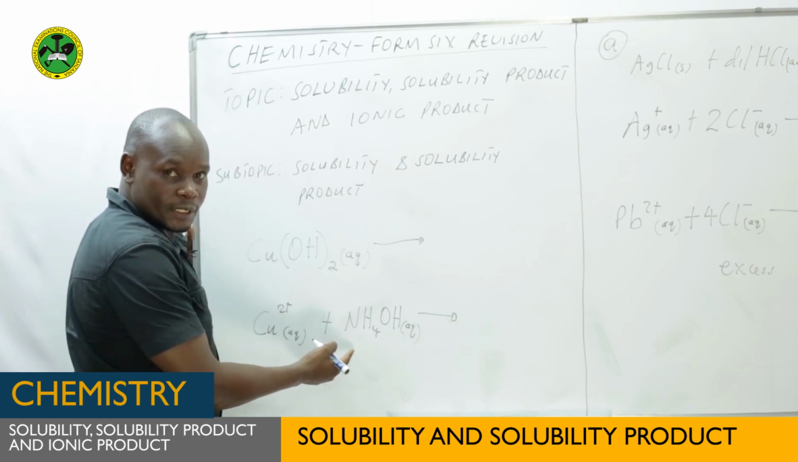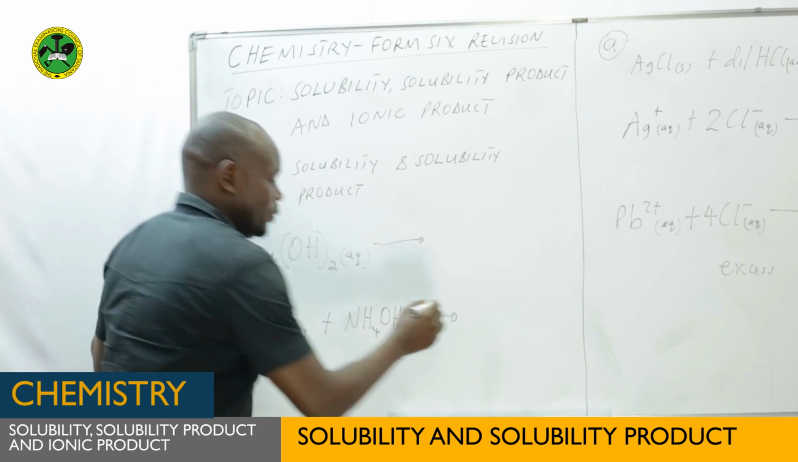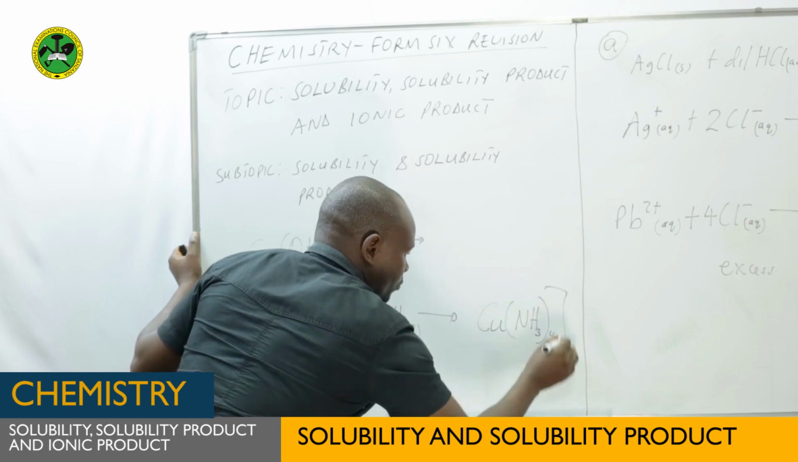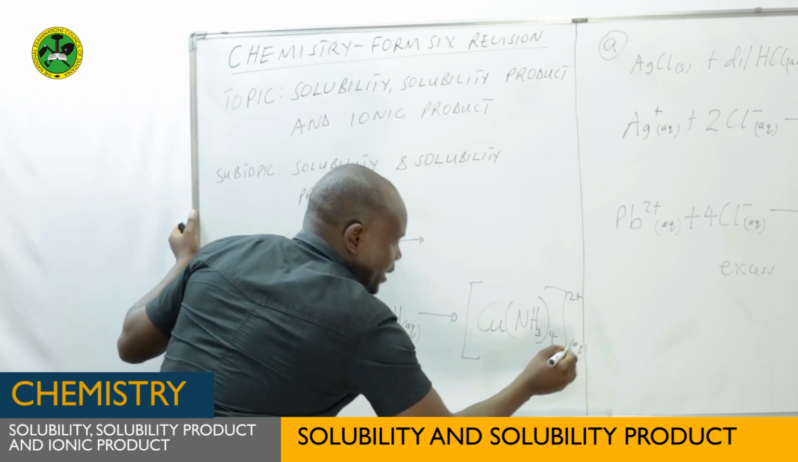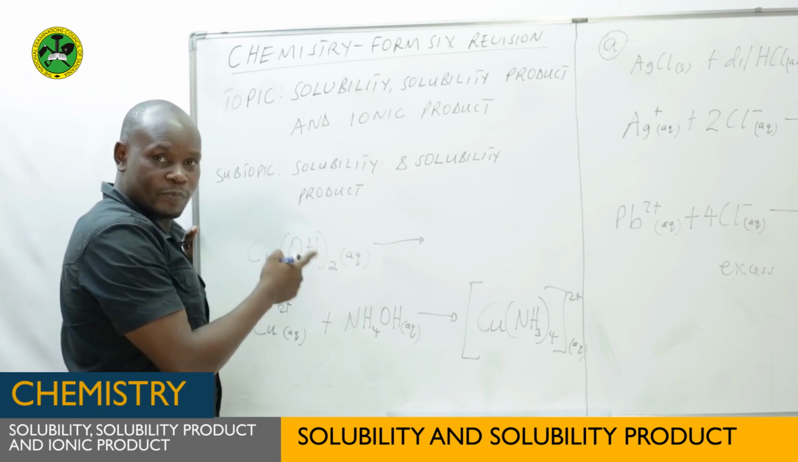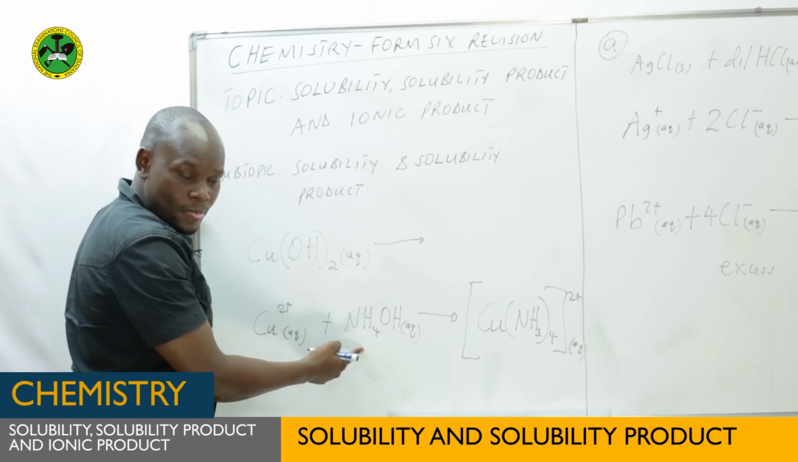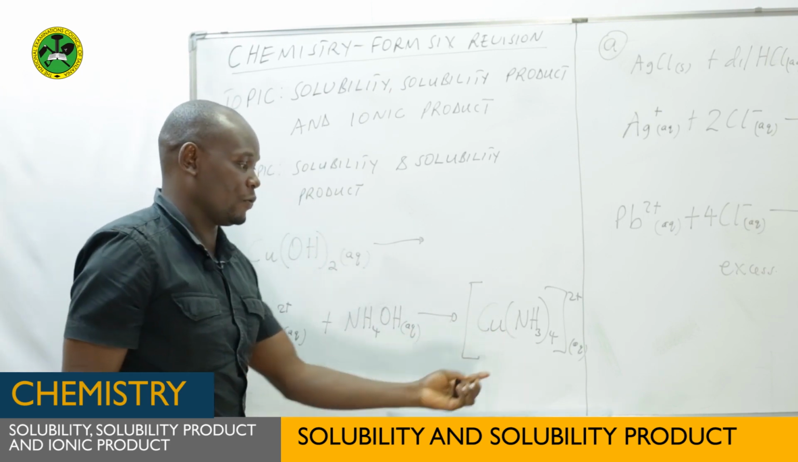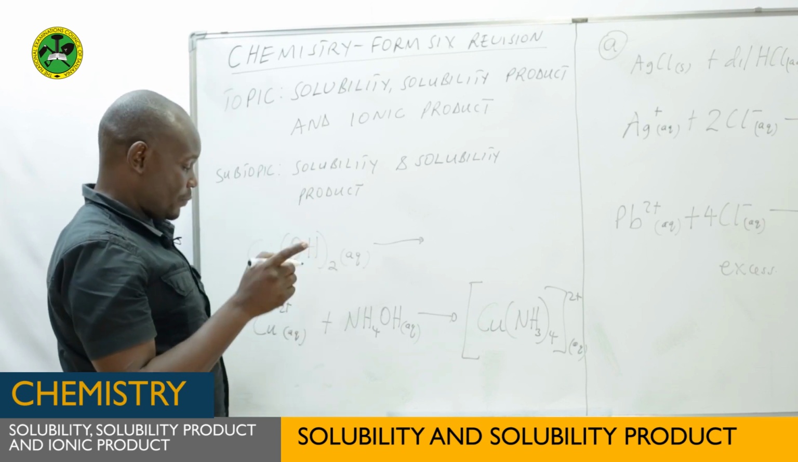The ammonia, which is our ligand, will combine with the copper(II) ions, leading to the formation of a complex compound, tetraamminecopper(II) ions, aqueous. The complex compound formed here is soluble. That's why we say copper hydroxide is sparingly soluble in water, but in the presence of concentrated ammonia solution, the ammonia ligands will combine with copper(II) ions, leading to the formation of a soluble complex compound. So that is what it was supposed to be for the third part of the question.